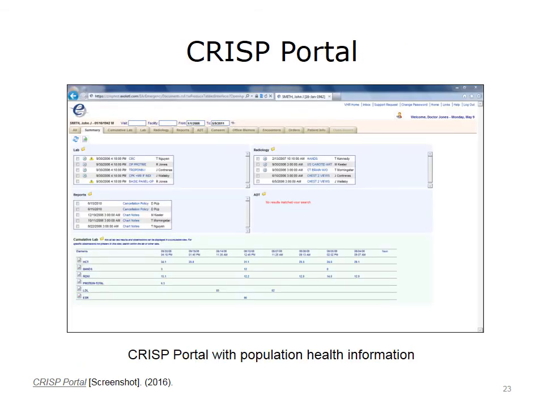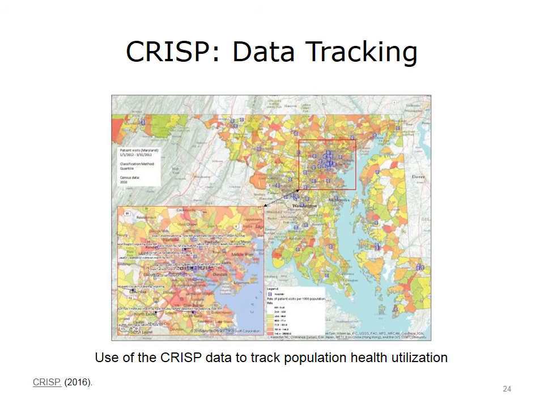This image shows a screenshot of CRISP's portal to retrieve patient information collected throughout its network. A series of population health risk scores are already incorporated in this portal, and even more risk scores are planned to be integrated. This heat map illustrates the mapping of CRISP's population health risk scores across Maryland's geographical units.